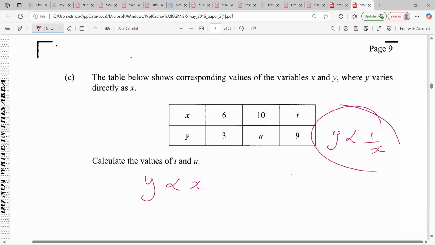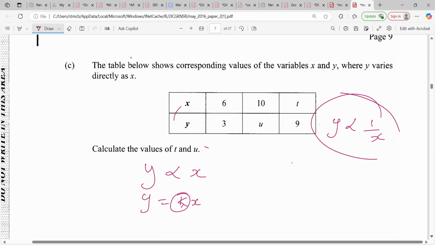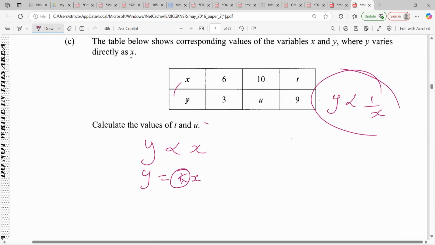So what we're going to do is find some constant k, and how do we do that? y is equal to kx. So we're looking for this constant first of all. Even though they didn't tell us to find it, we know we have to find it, right? Because that's basically the relationship.